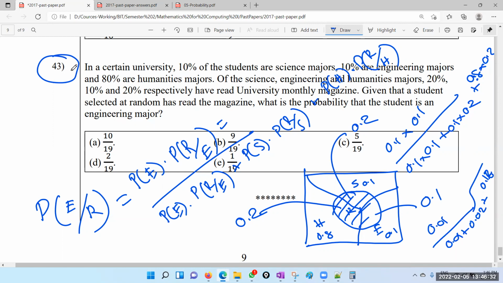Removing all the decimals, 1 divided by 1 plus 2 plus 16. That is 1 divided by 19. Yes, 1 divided by 19.